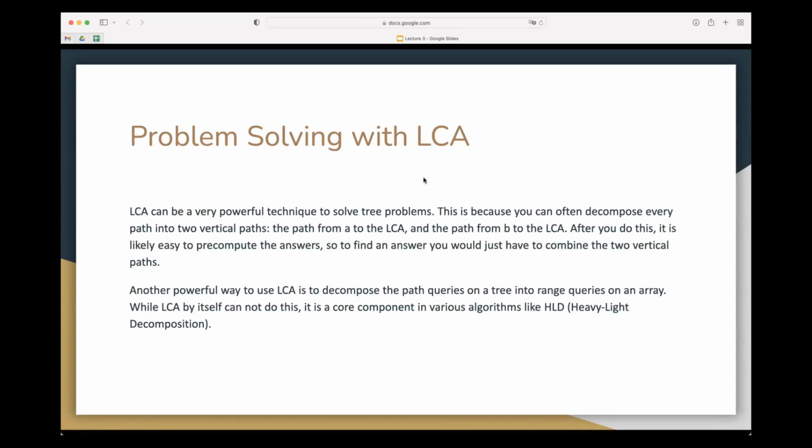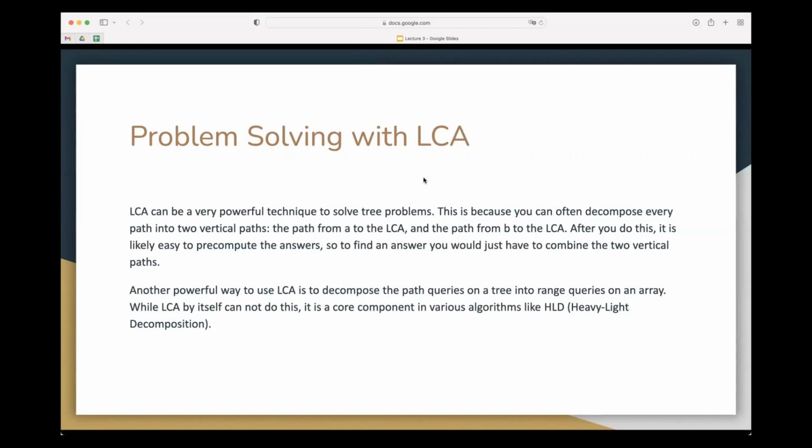But the thing about this is LCA can only take you so far. There are some problems that you just can't do with LCA, maybe because vertical paths aren't sufficient. Even if you decompose it into vertical paths, you're still not fully able to solve the problem, or maybe because it's very hard to combine 2 vertical paths or something like that.